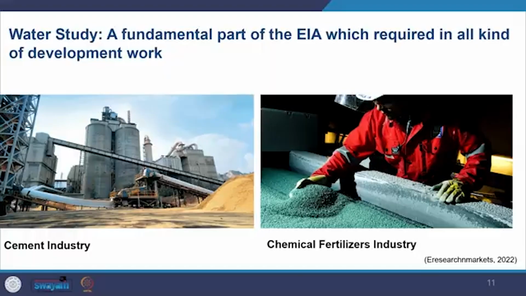Similarly, in another example, a chemical fertilizers factory, in the project description you have to tell where you're going to get the water from, what will be the total water requirement, and what approvals you have got from the concerned department. So all that will be needed.